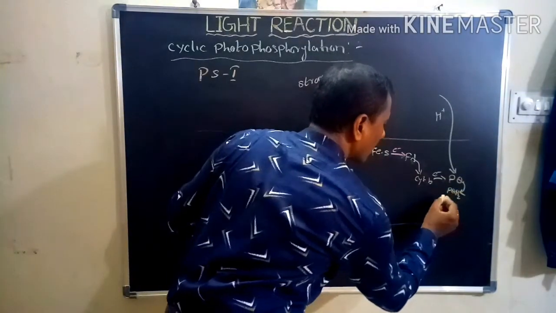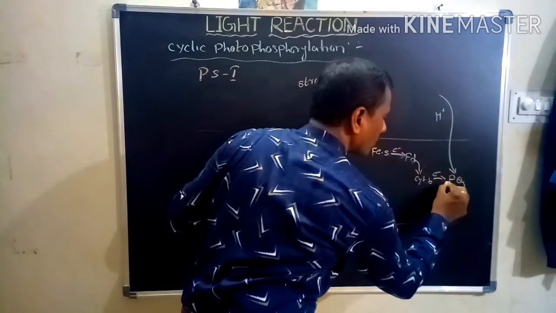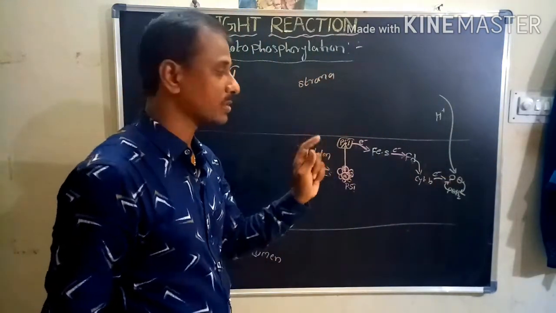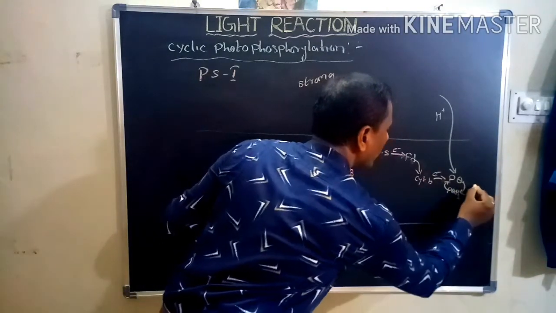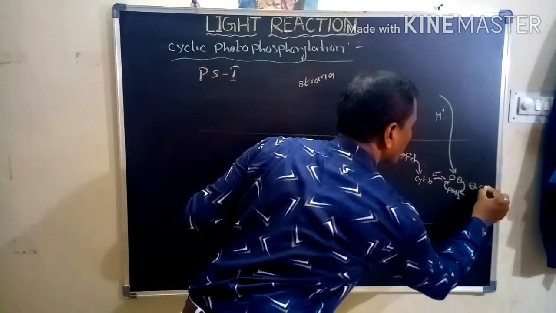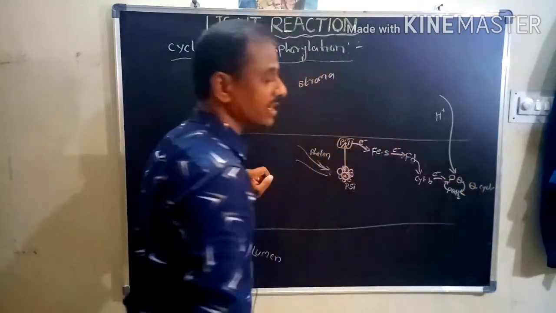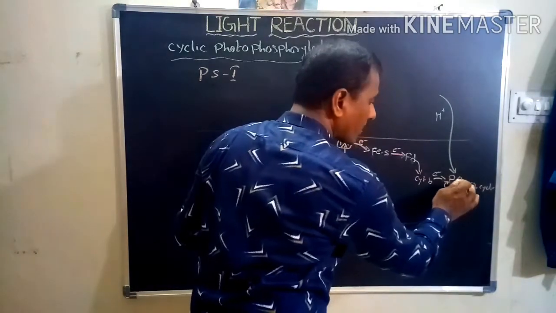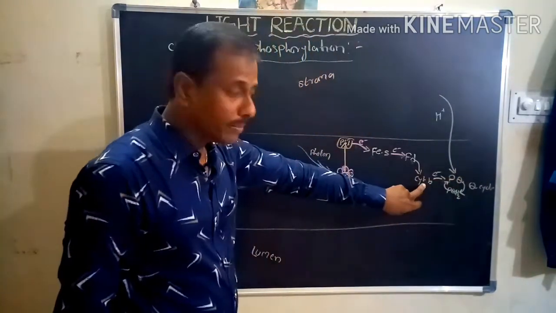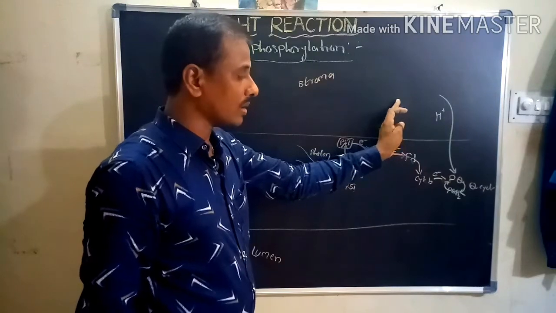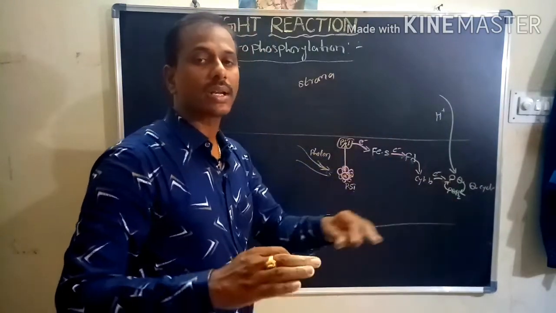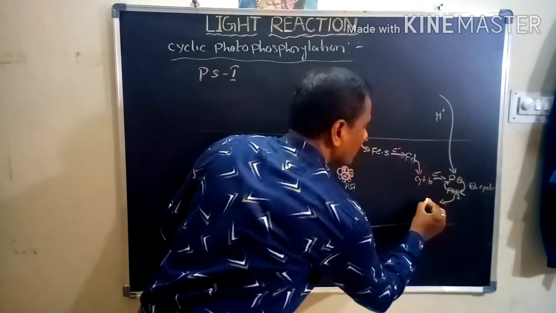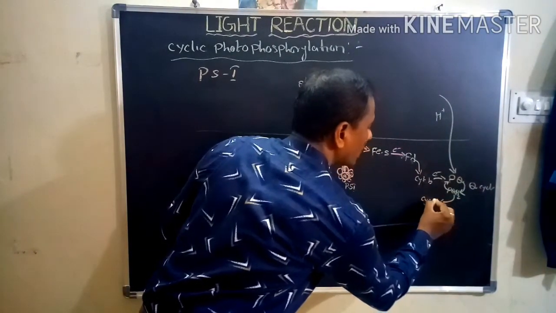This process is called the quinone cycle. Already we discussed it in the non-cyclic photophosphorylation. The quinone cycle takes place here. See next. When the plastoquinone receives the electron from the cytochrome B and protons from the stroma, it is reduced. Immediately it transfers its electrons to a further compound, that is cytochrome protein.